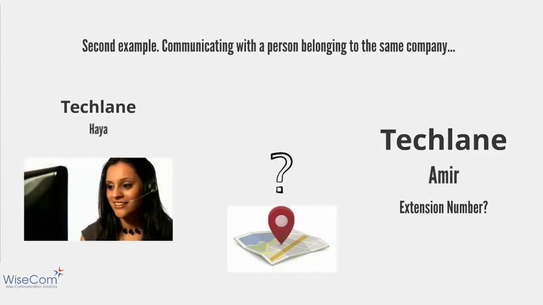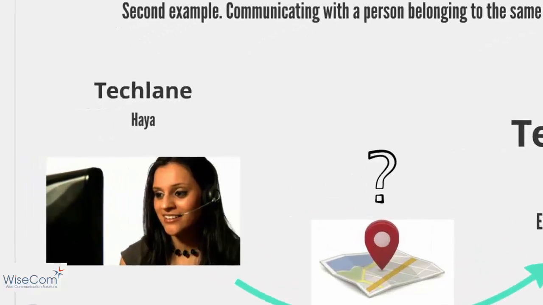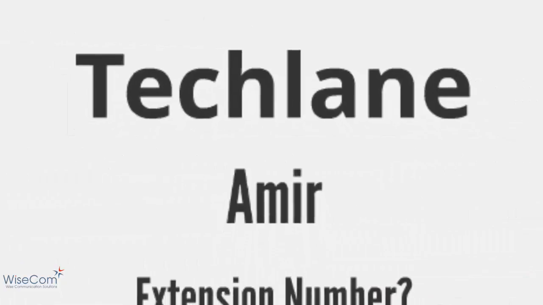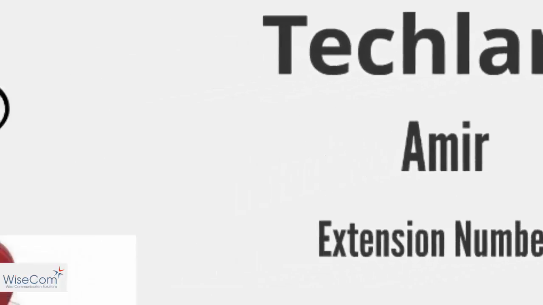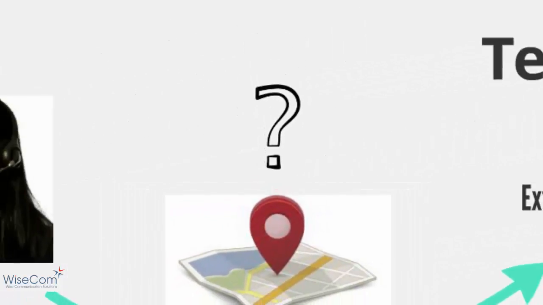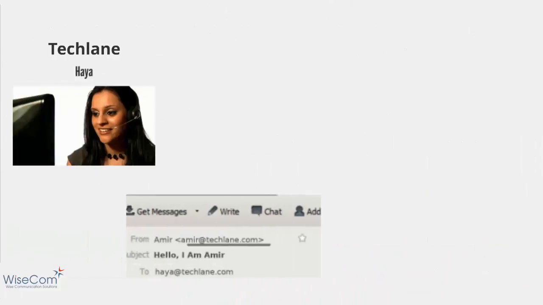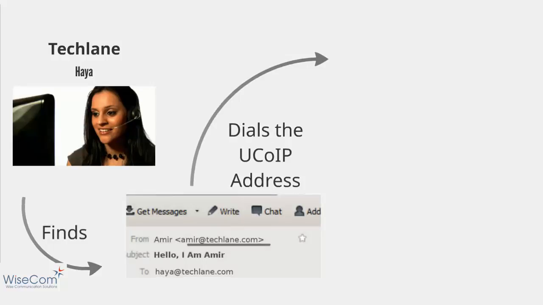Second example. Communicating with a person who belongs to the same company. Let's imagine TechLane is a company with 500 co-workers, and Hire is one of the secretaries. Hire needs to call Amir, the new colleague from the sales department. She doesn't know his extension number, nor if Amir is at the company, or if he is outside trying to gain new clients. But she remembers that she received the welcome email, which Amir sent presenting himself to his colleagues. She copies the UcoIP address from the email and calls him via softphone.